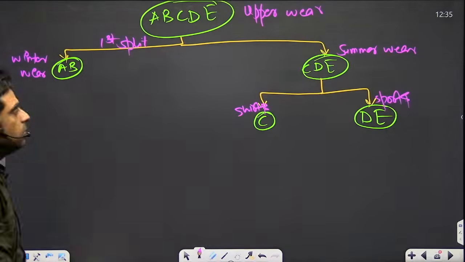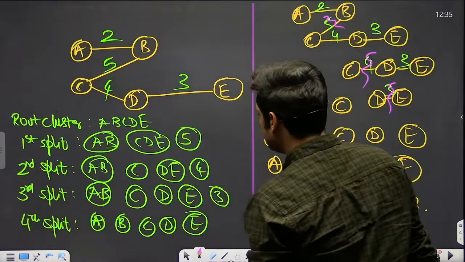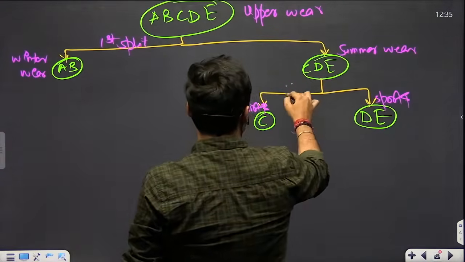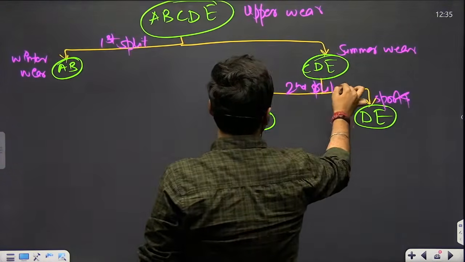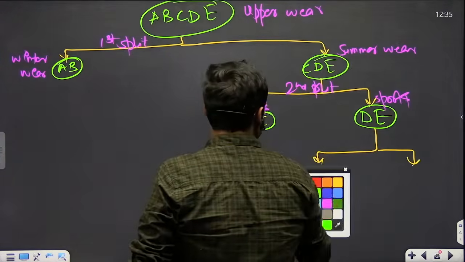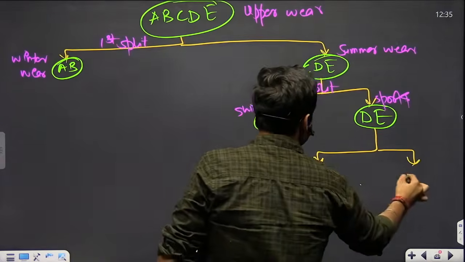Okay, then what is the third split? Now CDE. This was the second split. And what is the third split? So here I can just split D and E. Okay, here what I can do is split D and E.